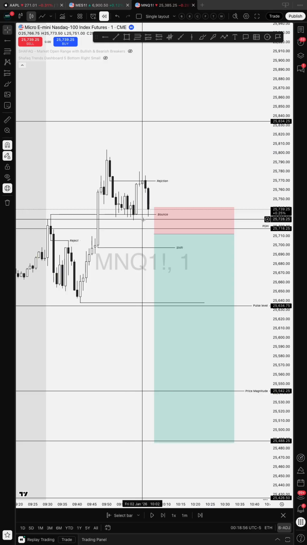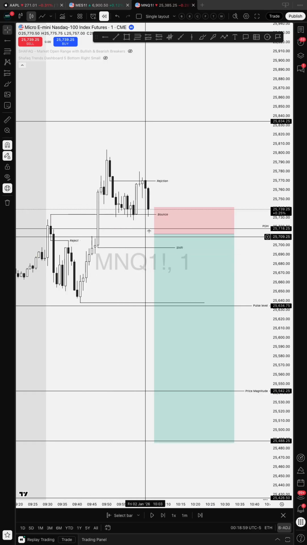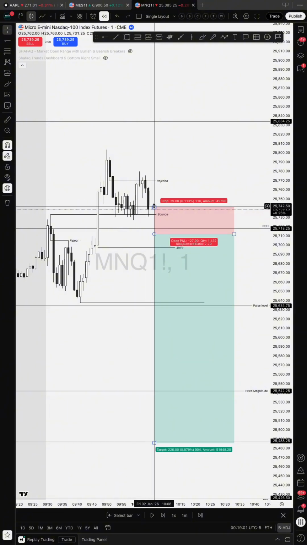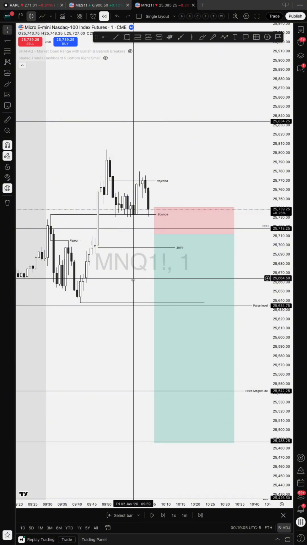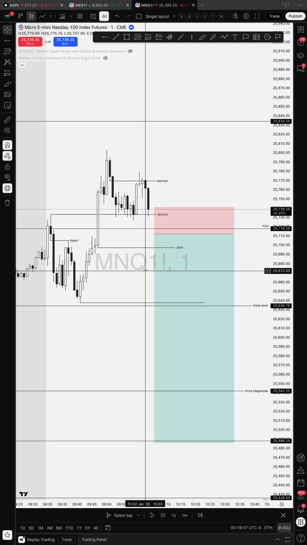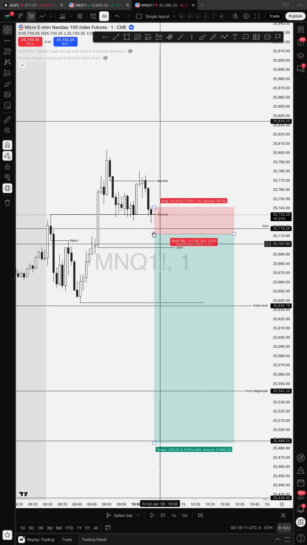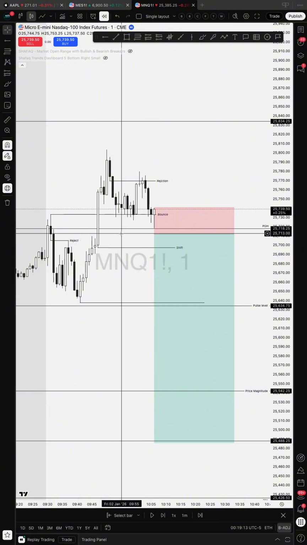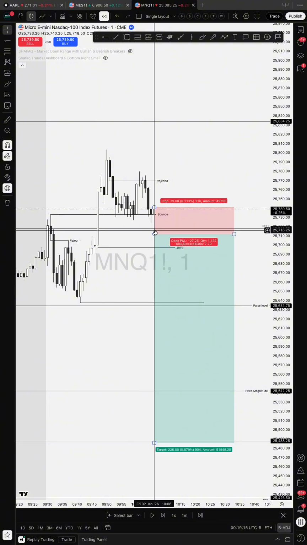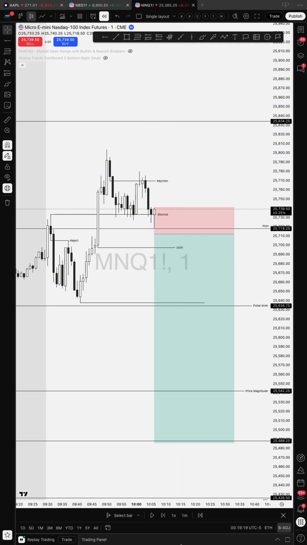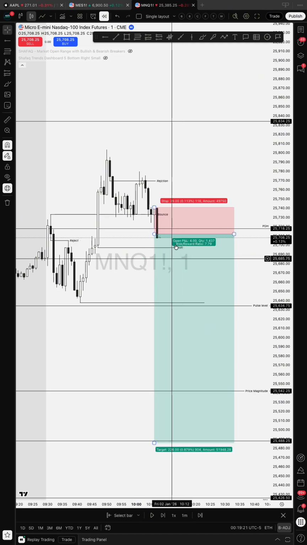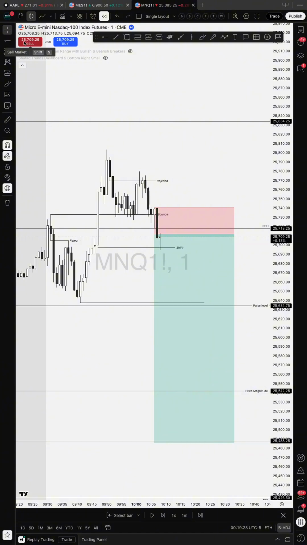A candle closed below this area is an early clear sign that there's a possibility the price is taking this low or retesting this high, this imbalance. But even before that, I'm looking here to see if we're going to have some sort of retest here. Once we break below this area, that is where I entered. That's where I entered here.